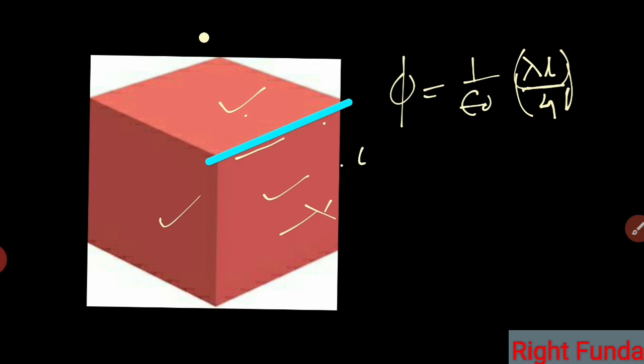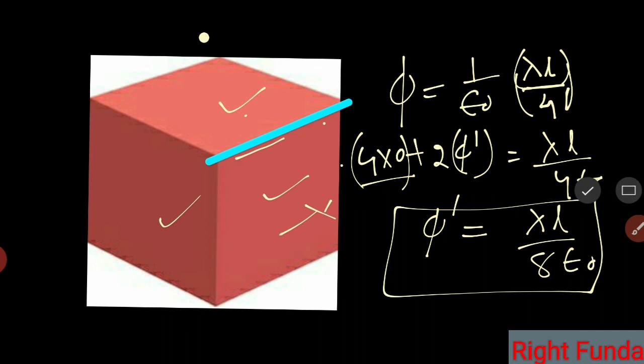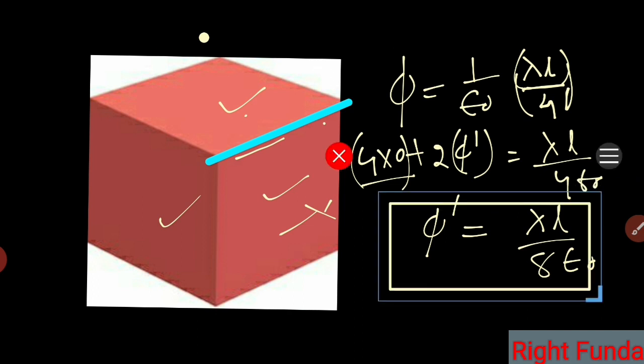There are four epsilon naught, plus 2 into phi dash, where phi dash is the flux through the surface which is not touching, equal to lambda L by 4 epsilon naught. So I got phi dash, the flux through one of the faces, equal to lambda L by 8 epsilon naught. This is the flux through the face which is not touching the wire.